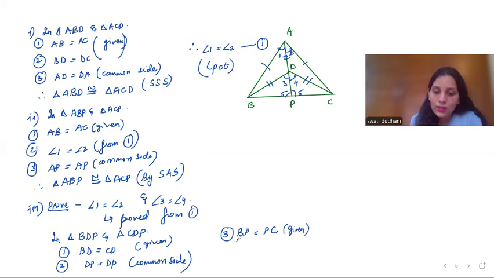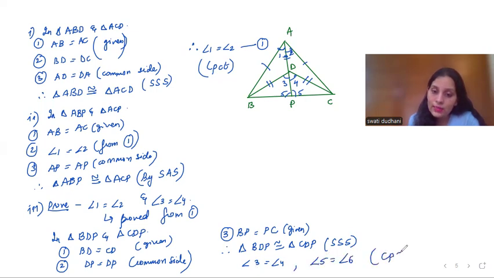So here I see that all the three sides are equal. Therefore, triangle BDP is congruent to triangle CDP by SSS criteria. And I can write angle 3 is equal to angle 4. And even I can mention angle 5 is equal to angle 6 by CPCT. Sorry, this is 6. Okay, so we have proved 3, 4 equal, 5, 6 equal by CPCT.